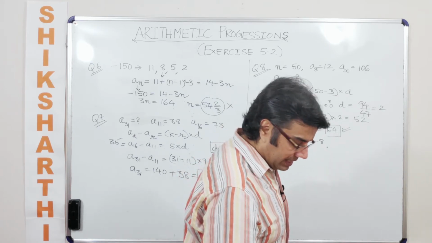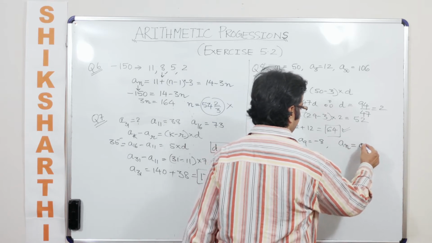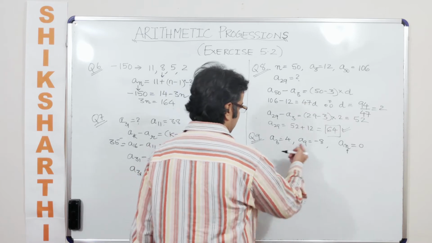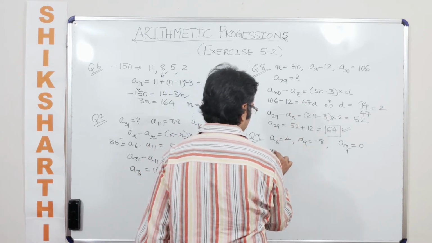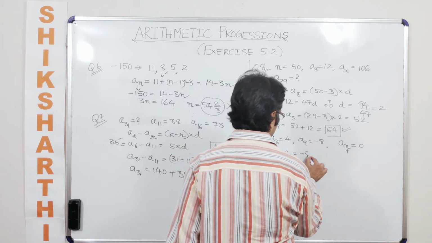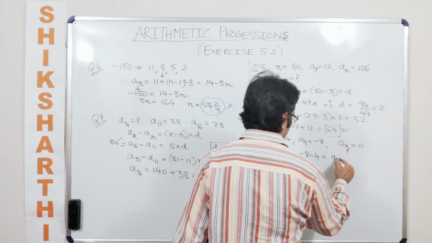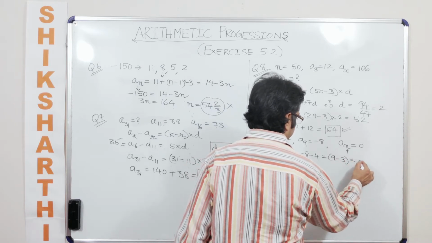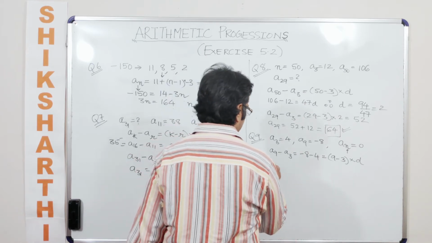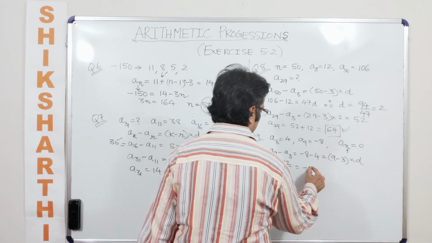Which term of this AP is 0? So they are asking you to find out which term of this AP is equal to 0. So you need to get the value of this from here. Can I use the same logic which I have been using elsewhere, which is A9 minus A3 is just like saying minus 8 minus 4, which is equal to 9 minus 3 into the common difference. Okay. Now from here, can I say the common difference is minus 12 upon 6, which is equal to minus 2.